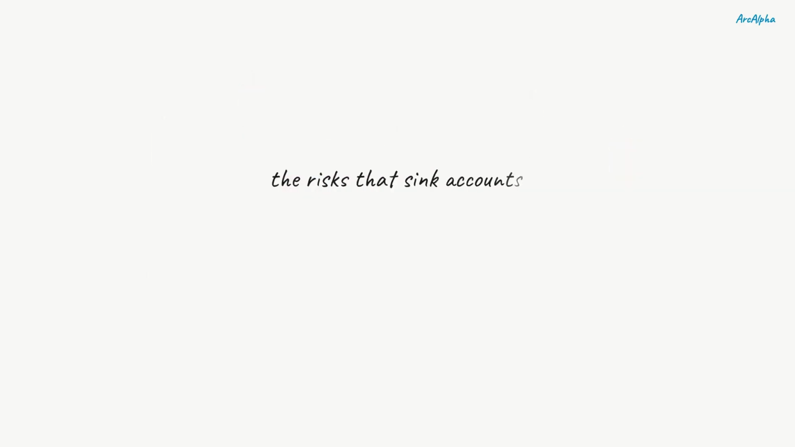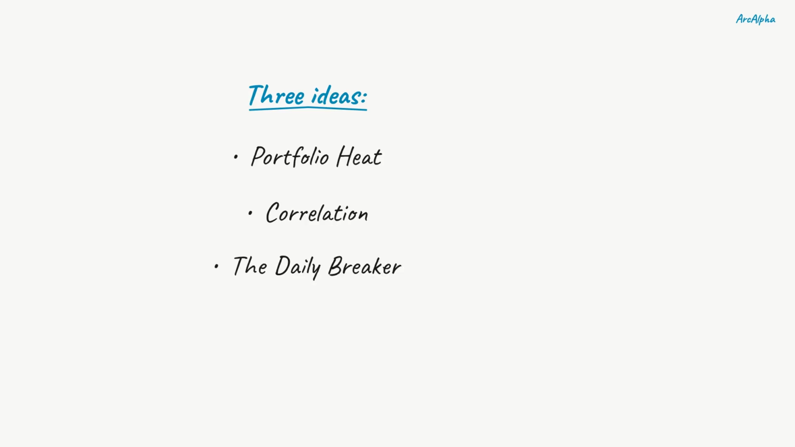Because the risks that sink an account are rarely in the individual trade. They're hiding in how the trades combine. This video covers 3 ideas that lie above the single trade: portfolio heat, correlation, and the line that stops the whole book when the day turns bad.